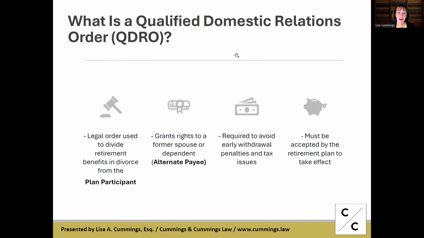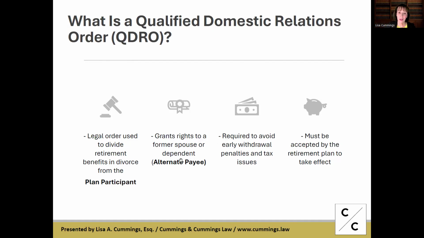Today, as a reminder, I wanted to share with you exactly what a qualified domestic relations order is. You may hear the term QDRO from time to time, and that's just an abbreviation for a qualified domestic relations order. In a qualified domestic relations order, there are a couple of different elements. One is the fact that the legal order itself, the QDRO, is used to divide a retirement benefit in the event of a divorce. That division is from the original account holder, who is the plan participant. And then in that particular document, there is a granting of rights in that retirement account to the other spouse, who is named the alternate payee.